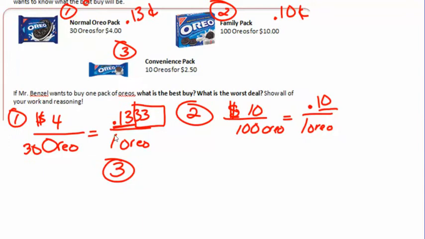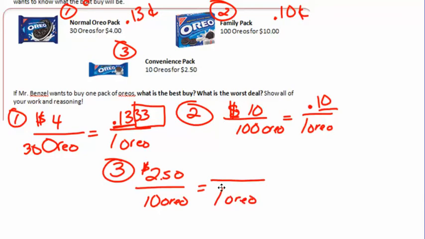All right, so for the third one, you should have done $2.50 for 10 Oreos. But I want to know how much 1 Oreo costs. So $2.50 divided by 10. Use your calculator if you need to. And that one's going to be 25 cents per Oreo.